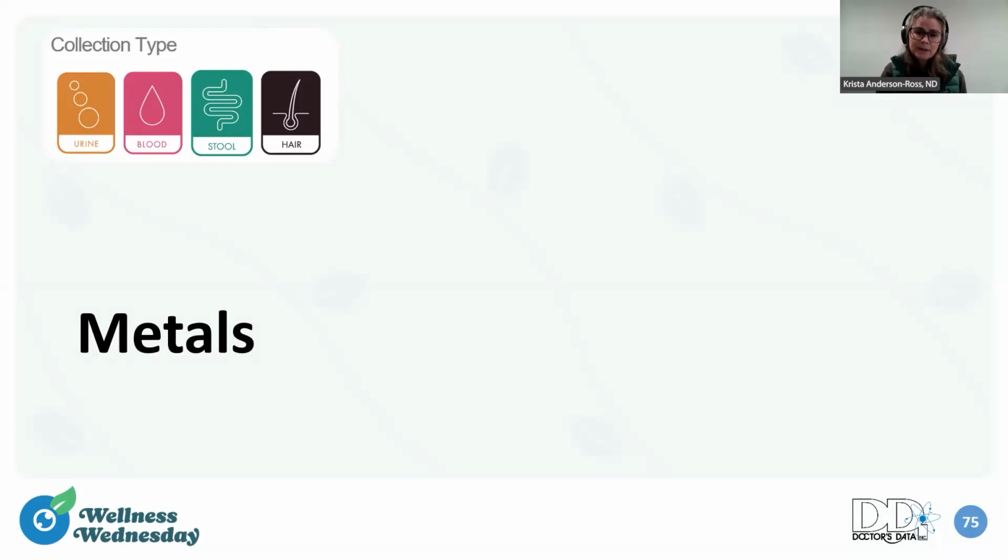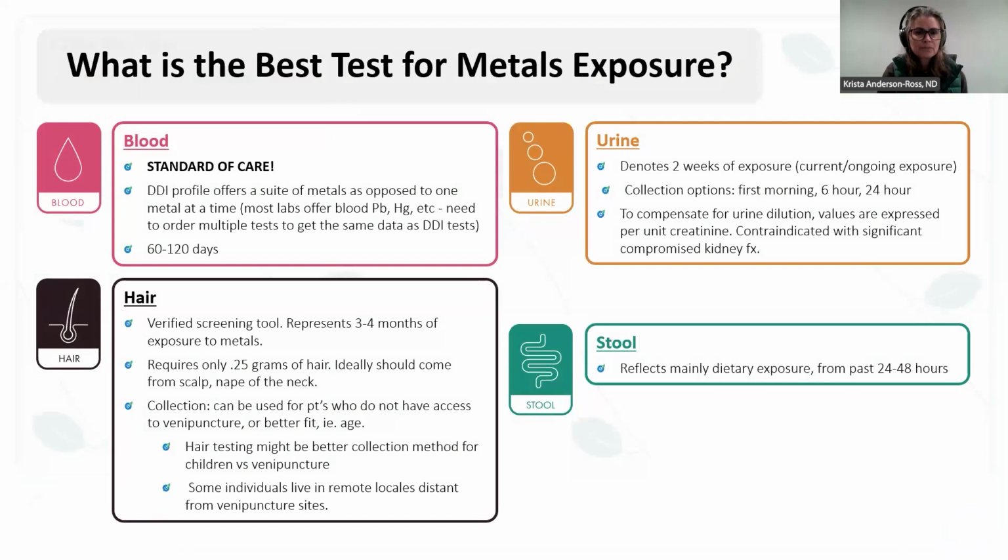So now we're moving into metal testing. In this section, I will do a brief overview of the different collection types in blood, urine, stool, and hair, and what you can learn from each one. So blood is considered the standard of care. You can never go wrong with blood testing if you can't decide what you should start with.